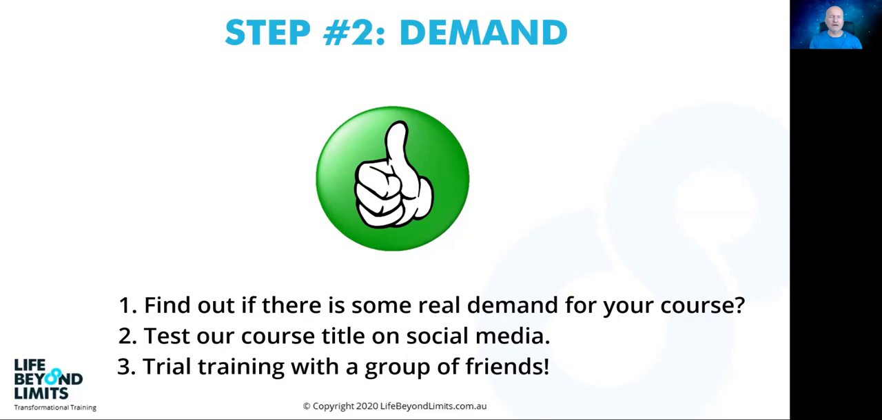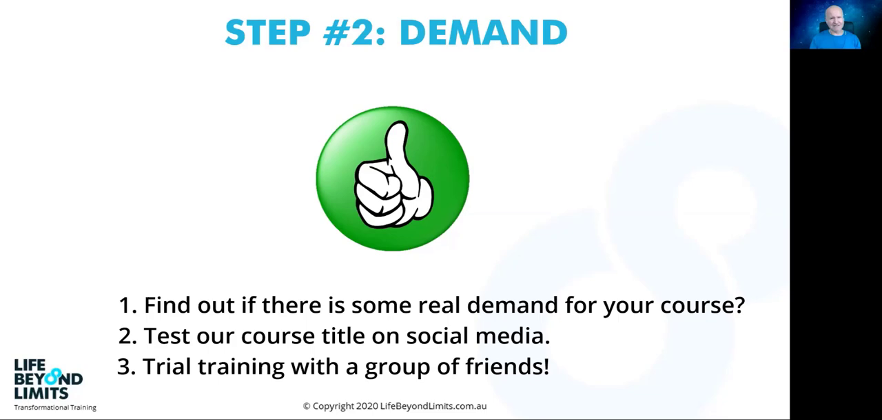And then trial a training. This is another little tip. You can get a group of your friends or family together. By the way, they're often going to be the most critical. You get them in a room or online and you treat them like students and get their feedback. That is a great way to test your course, because what you're asking is, do I need to go deeper in any of the modules? Am I going too deep in any of the modules? And so forth. So that's a great way to test.